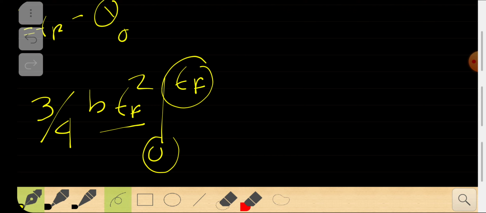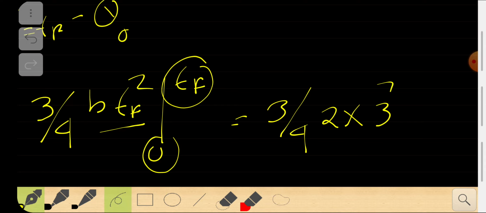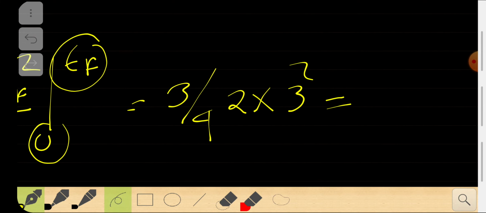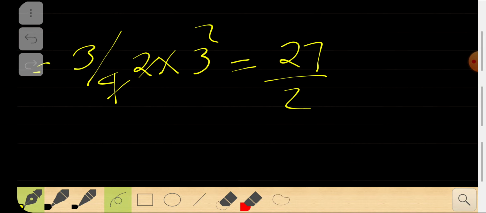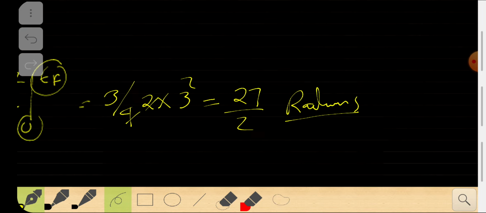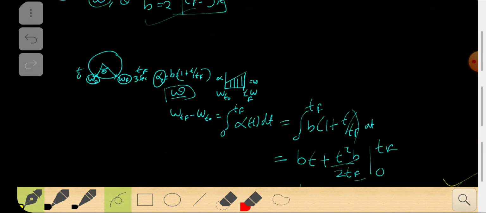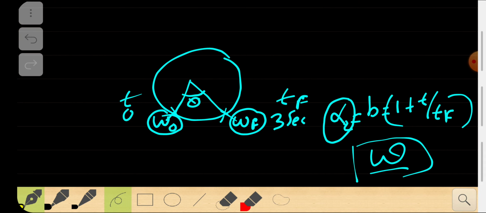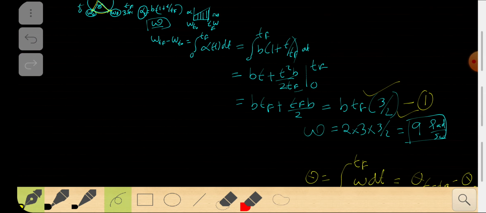So now let's substitute the values here. So you get 3 by 4 times b, which is just 2, right? And t square is 3 seconds squared, so that's 3 square, and you get 27, right? 27 by 2, 2 cancels. Okay, so that's what you get, 27 by 2 in radians. So that's the angle here. That's the angle swept when you move around from this point to this point. That's the angle swept.